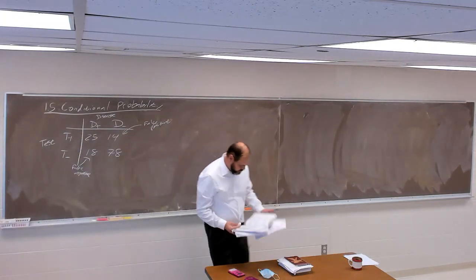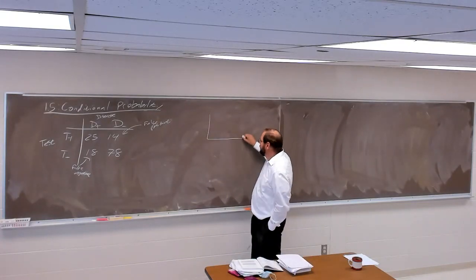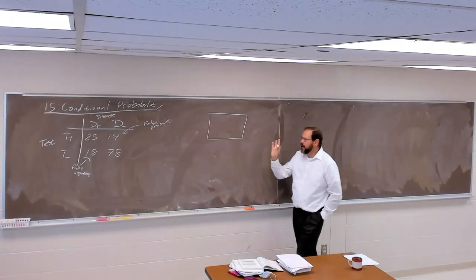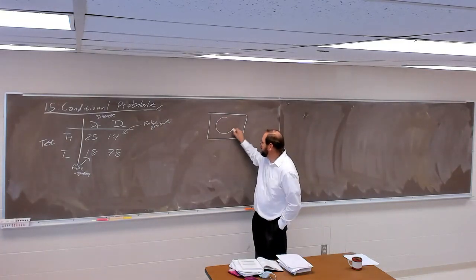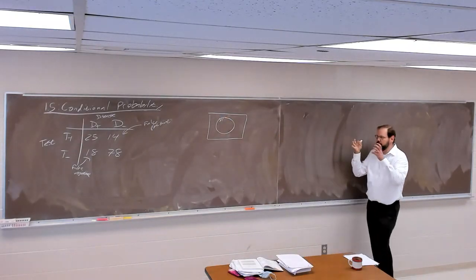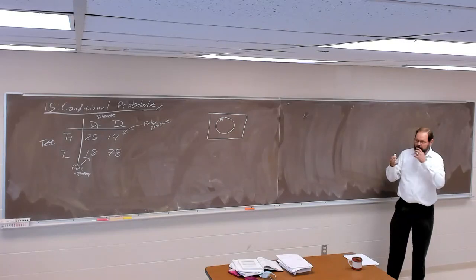So think about it, again, this way. Venn diagrams are always very nice ways to think about these things. So let me think about, let's say inside of this circle would be the D plus, right? The people with the disease are represented by the inside of that circle, which means the people without the disease are represented by the outside of that circle.